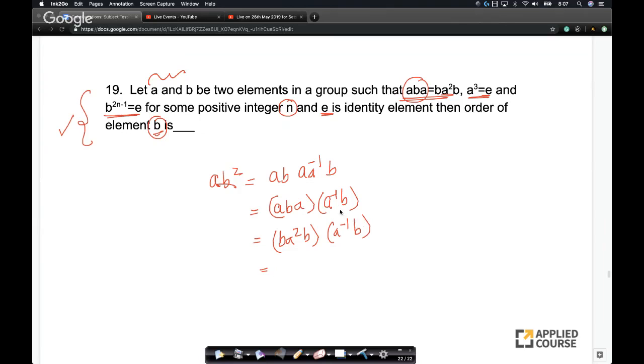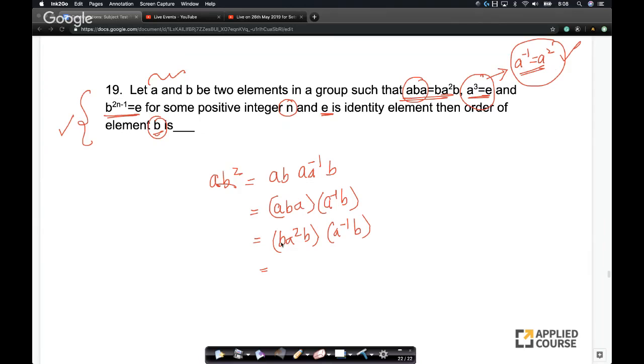Okay. So now what is this? I'm also given that, look at this. What does this mean? If A cube is equal to E, then what is A inverse? A inverse is equal to A square, right? Look at this. If I multiply A square with A, then I get A cube. A cube equals E, which implies A inverse is A square. This is a very important thing that we'll keep reusing. That's why I thought I'll mention this.